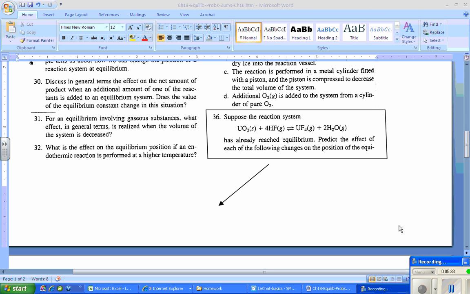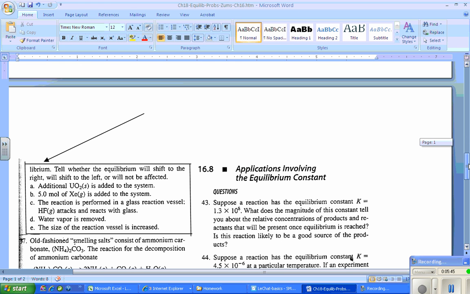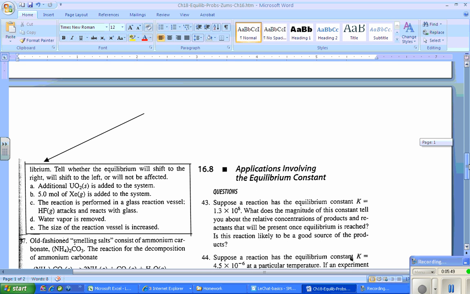Now we'll do number 36. And in 36, we're working with this equation right here. And the things that we're going to be doing are, of course, on the next page down on the left, because we were at the bottom of that page. And I kind of got the arrows here to help your eyes move over.